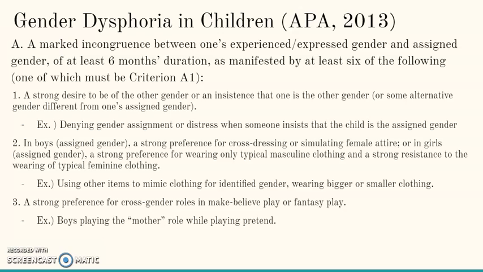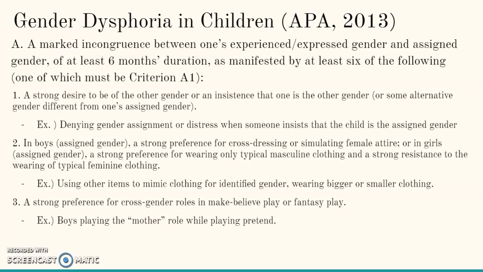In boys, a strong preference for cross-dressing or simulating female attire, or in girls, a strong preference for wearing only typical masculine clothing, and a strong resistance to wearing typically feminine clothing. This means the child would have a preference for clothing typically worn by the other gender and a resistance to wearing clothing common for their assigned gender. Or they could use other items to make clothing typical for that gender identity. For example, some boys will want to wear dresses or use aprons to make skirts and scarves to mimic long hair. And girls will want to cut their hair short and wear looser clothing.